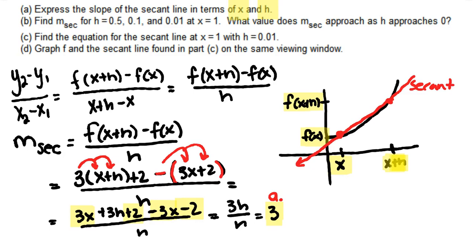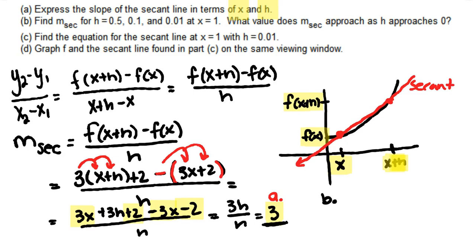In part B, we're asked to find the slope of the secant line for h equal 0.5, 0.1, 0.01 at x equals 1. The slope of my secant line doesn't have any variables in it, so I don't have anything to substitute into. But if my function was something other than a linear function, I would have x and h within this slope of the secant line, and I would substitute the different values of h as well as the value of x to answer part B.